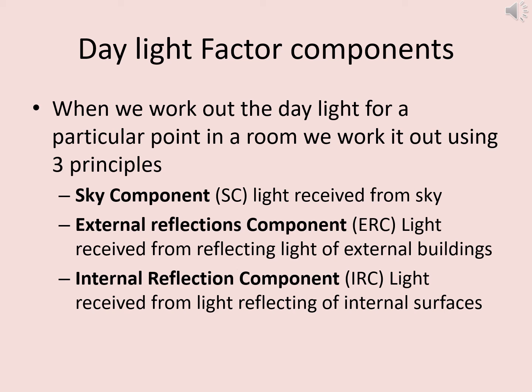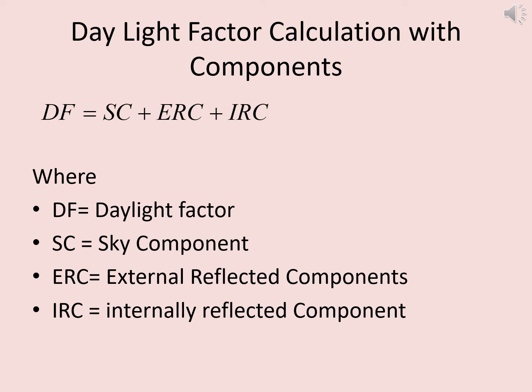B. Externally reflected component, ERC. Light received directly from external reflecting surfaces like buildings and vegetation. C. Internally reflected component, IRC. Light received after multiple reflections off floor, walls and ceiling. The daylight factor is the sum of the three components. D.F equals S.C plus ERC plus IRC.